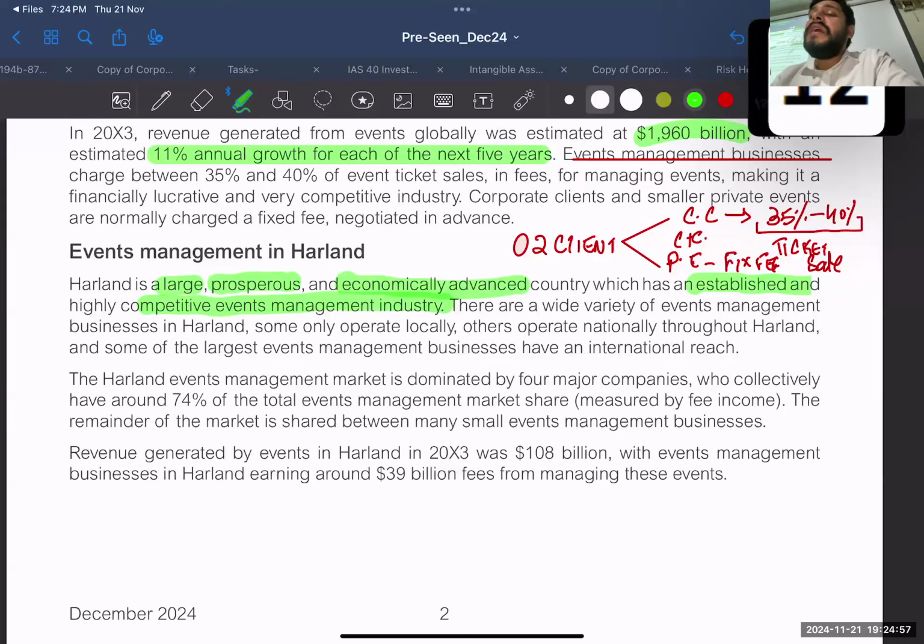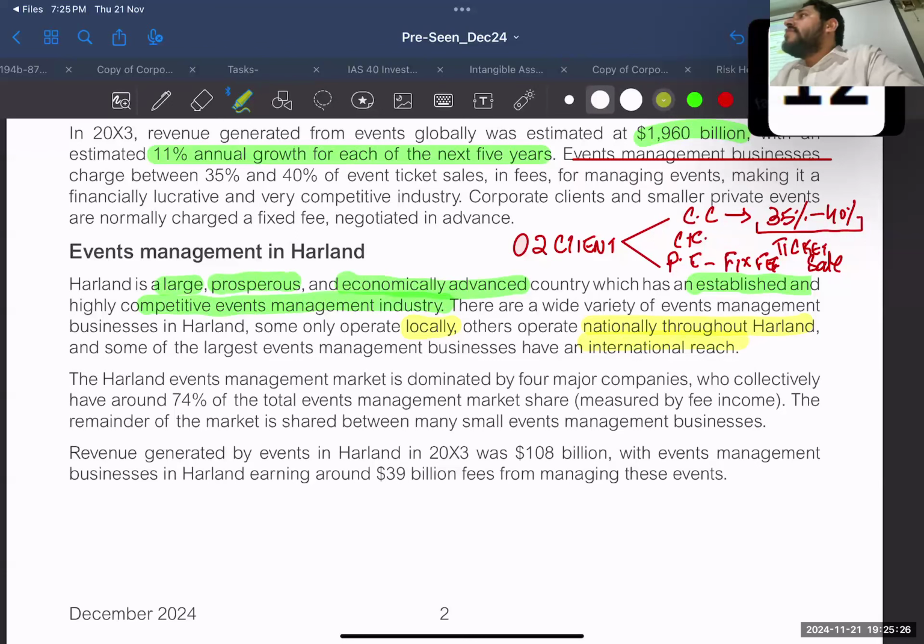Let's see. There is a wide variety of event management businesses in Harlem. Some only operate locally and others operate nationally throughout Harlem. So this means that there is competition, from the fact that we have some local businesses that operate within only one city, and we have some national event management companies that operate in the entire country of Harlem. And some of the largest event management businesses have international reach as well.